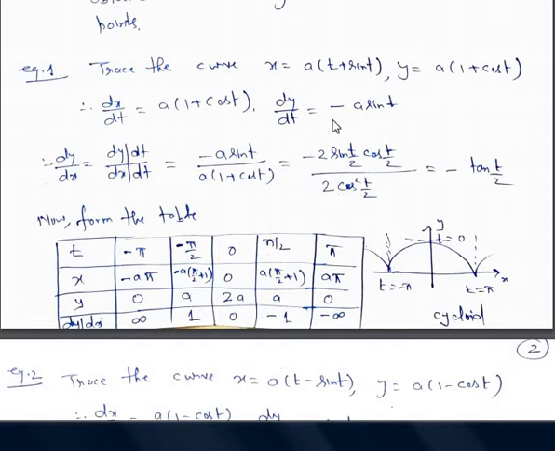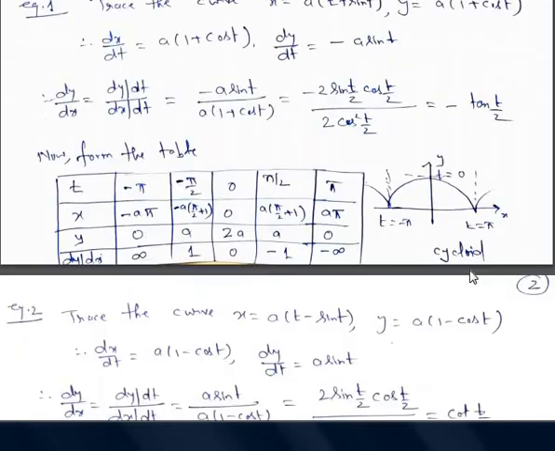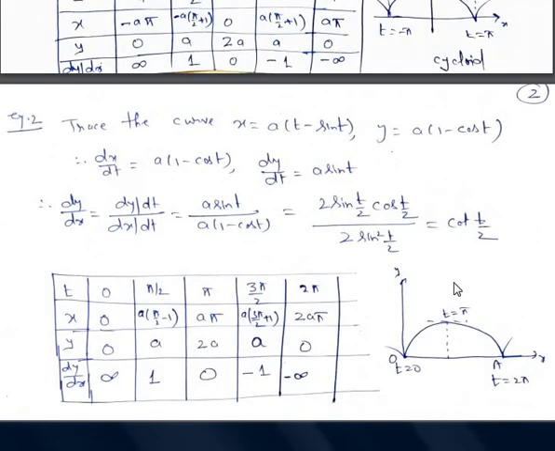Now remember one thing, you have to show one branch of the cycloid. When there is a plus sign in x, then you take limits of t from -pi to pi, and when there is a minus sign in x, then you take limits of t from 0 to 2 pi, so that there is one complete branch of the cycloid. Okay, let's take one more example of this type.